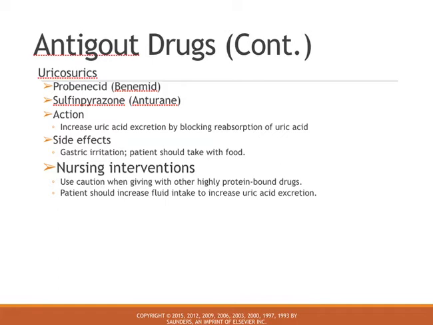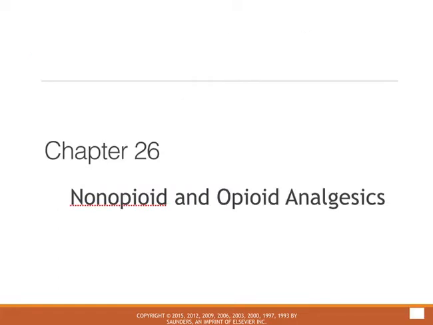Okay, that brings us to the end of the anti-inflammatory drugs. Please let me know if you have any questions, and we're going to move forward to our non-opioid and opioid analgesics. And analgesics just mean they relieve pain.